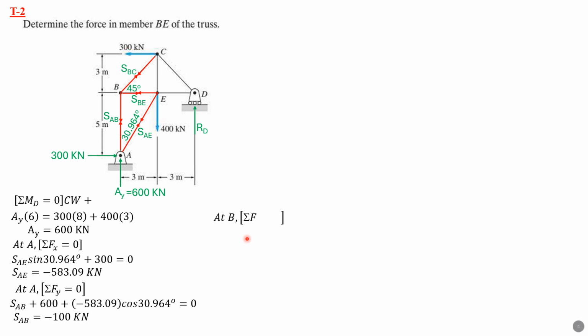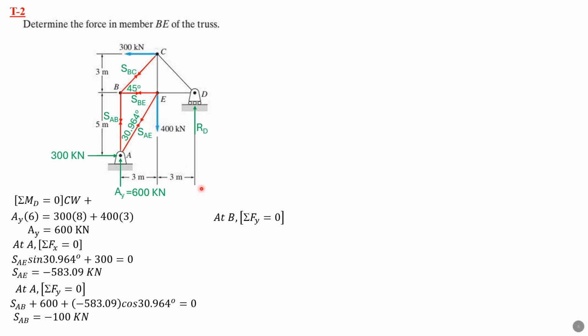So at joint B, summation of forces y equals 0. So we have SBC sine 45. By the way, this is 45 degrees. The SBC is directed up to the right, and we have 3 meters, 3 meters. So that's why that's 45 degrees, or the slope is 1:1.